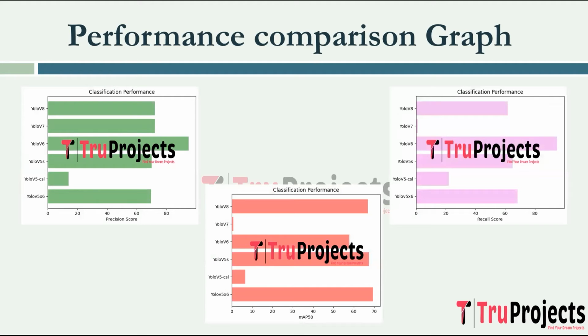This is MAP, which is mean average precision comparison graph. It is the metric commonly used to assess the performance of the object detection models. It is calculated by averaging the average precision scores across multiple object classes. AP in turn measures the precision recall trade-off for a specific class by considering the precision at different recall levels.